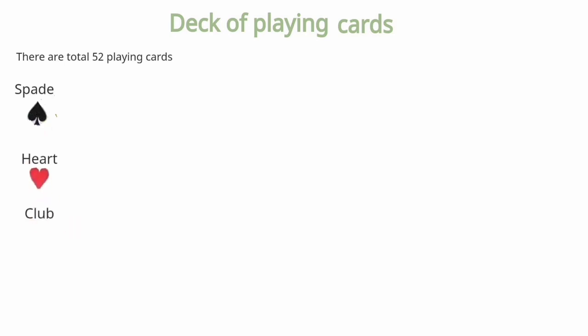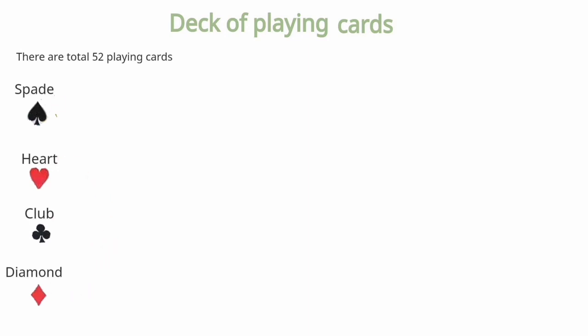And the third one is clubs. It looks like this. And the final one is diamond. The symbol is this one. So here 4 names are there: spade, heart, clubs and diamonds. Of these 4, spade and clubs are called black cards. Hearts and diamonds, these two together we call red cards. So black cards means spade and club, red cards means heart and diamonds.